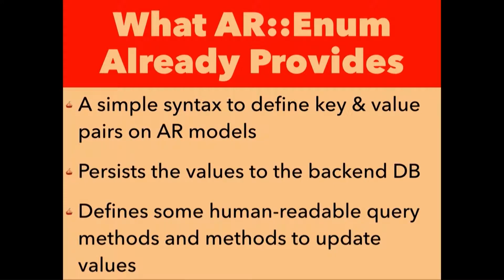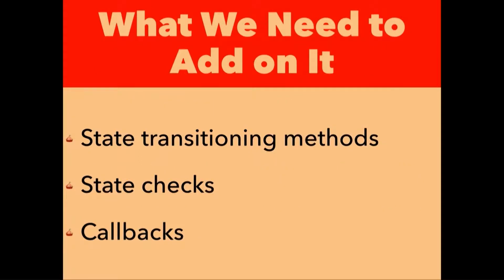What Active Record enum provides is like this. It's a very good syntax for defining key and value pairs, and it persists the integer values to the DB, and defines some query methods and data manipulation methods, right? So, to be a state machine plugin, what we needed to add on it was a state transitioning method, state checks, and callbacks.